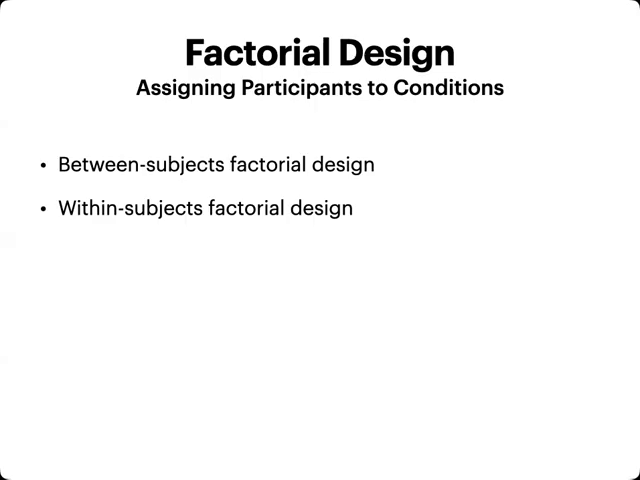Because factorial designs include multiple factors, researchers can vary one independent variable between subjects and another within subjects. This is called a mixed factorial design. For example, a researcher might treat cell phone use as a within-subjects independent variable by testing the same participants both while using a cell phone and while not using one, with the order counterbalanced.